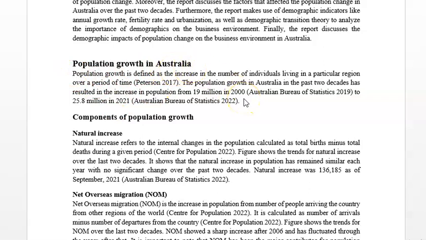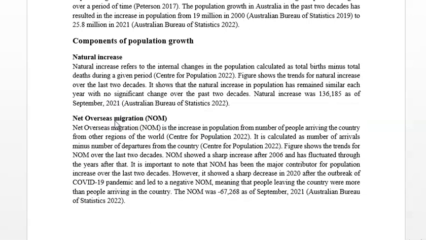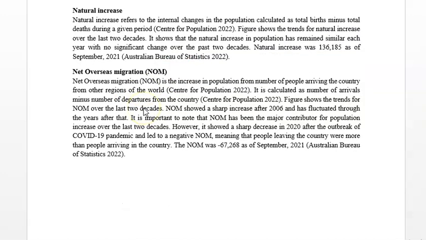First of all, I define how much population has increased in the last 2 decades in Australia. Moreover, I also discuss the components of population growth in Australia. There can be 2 reasons for population growth. First is the natural increase. This natural increase refers to the total number of births minus the total number of deaths within a given time period. The other reason is net overseas migration. This refers to how many people have arrived within a country from other locations in the world.